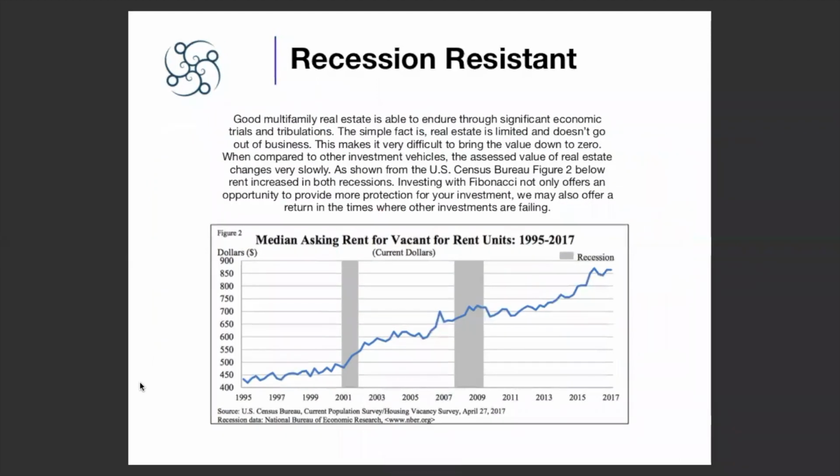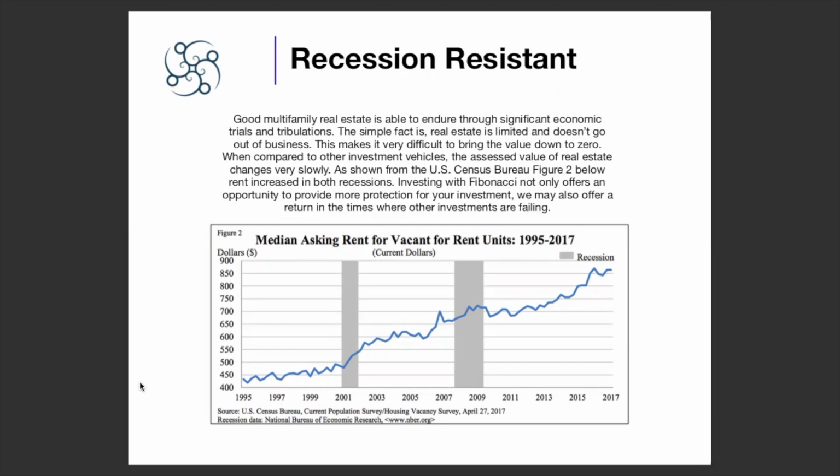All right, so recession resistant. This is the figure that goes through the last couple of recessions. And as you can see, the rent steadily increased even through 2007, 2008. It dipped a little bit, but for the most part it still rose.